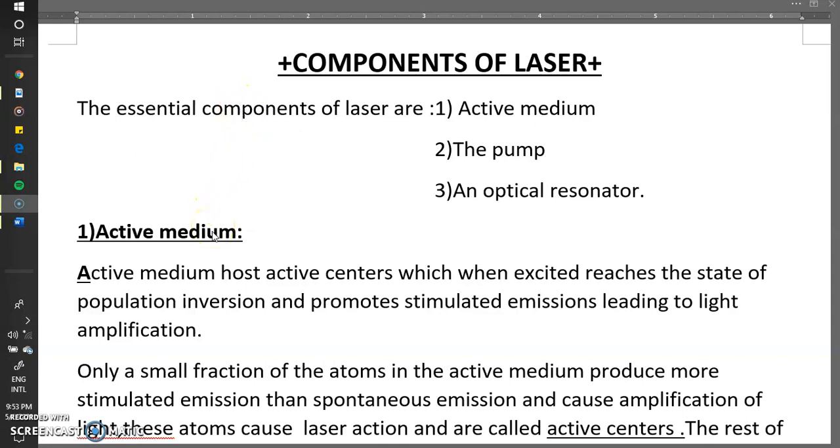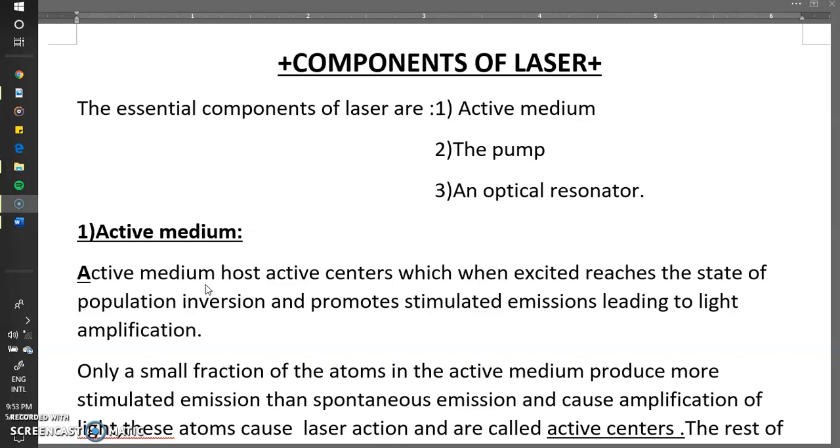Let us see the first, active medium. Now, active medium is a medium in which light gets amplified. Active medium can be a solid, it can be a liquid, or it can be a gas. Active medium hosts active centers, which, when excited, reach a state of population inversion, and this promotes stimulated emission, which is leading to light amplification.